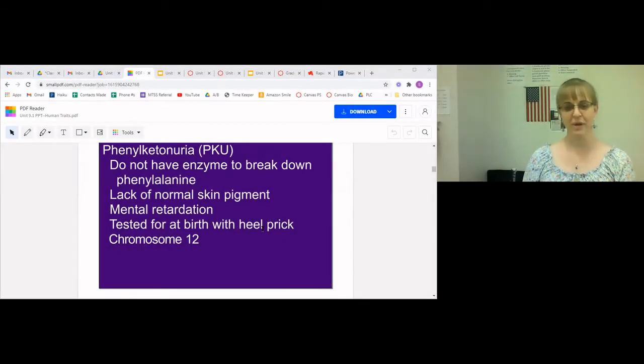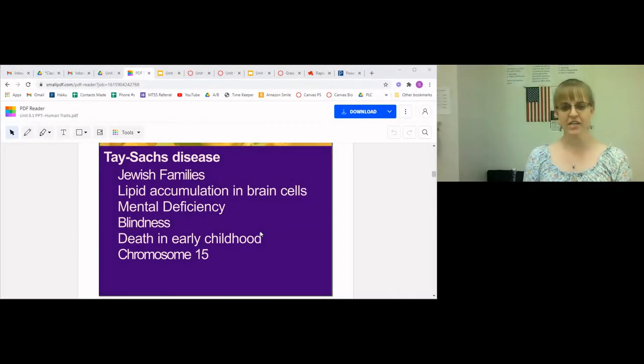Another condition caused by a recessive allele is phenylketonuria. We'll talk more about this in some of your future notes. Another disease caused by a recessive allele is Tay-Sachs disease. This often runs in Jewish families. It causes lipids or fats to accumulate in your brain cells, causes mental deficiency, blindness, and death in early childhood. This mutation is found on chromosome 15.